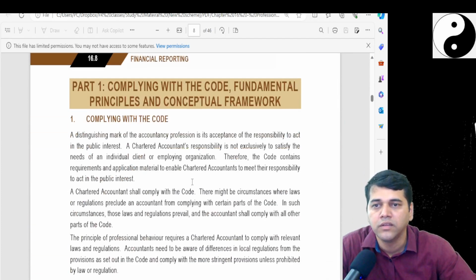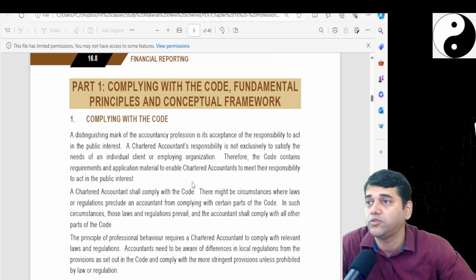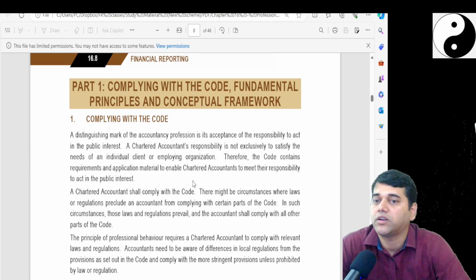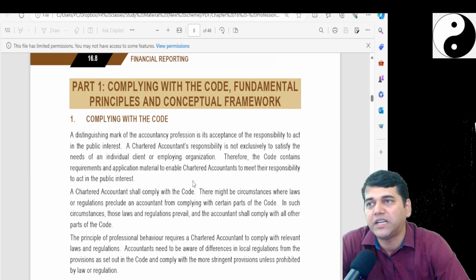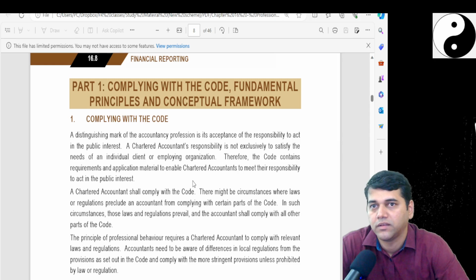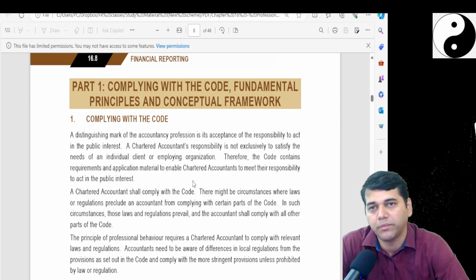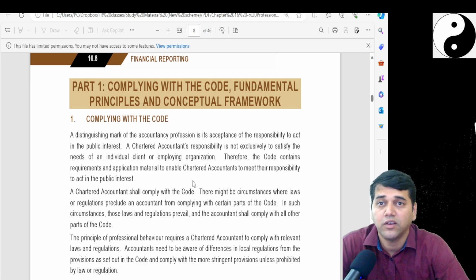We will move further. Now, complying with the code, fundamental principles. So, what are the fundamental principles of audit that a chartered accountant should follow? Fundamental principles. When somebody says fundamental principles, what strikes you? See, there are 5 fundamental principles: objectivity, integrity, professional competence and due care, professional behavior, confidentiality.